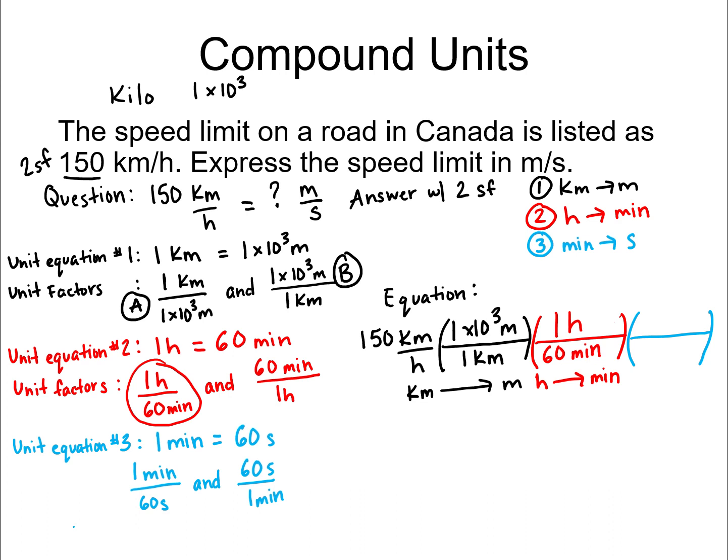And finally, the third unit factor set. Are we using A or B? And this is from minutes to seconds. We're going to use A again because minutes are currently in the denominator and we need to put minutes in the numerator so we cancel it out.